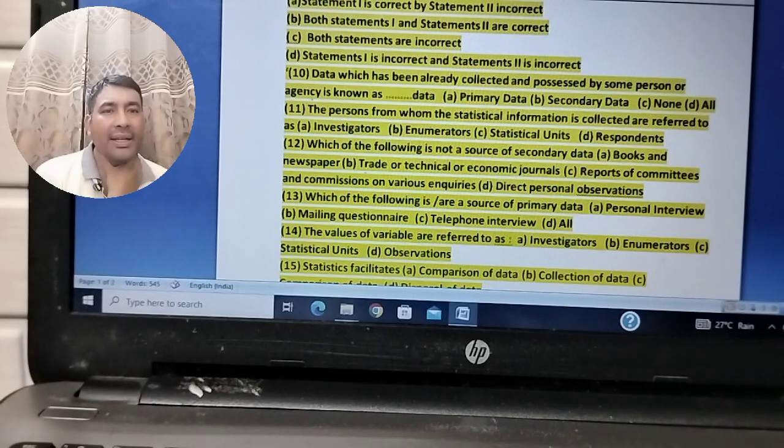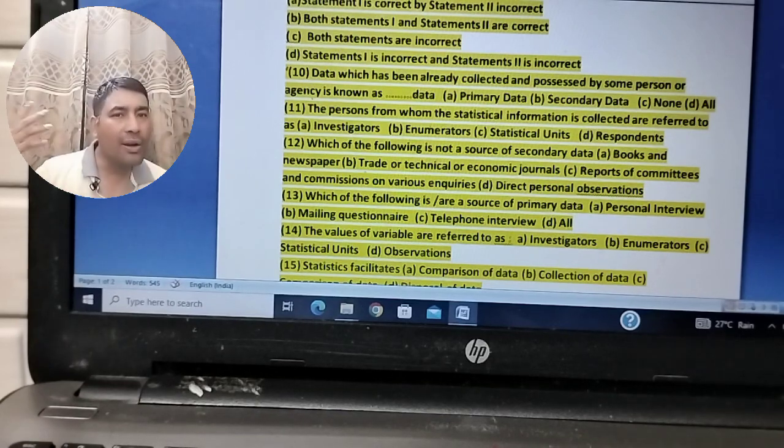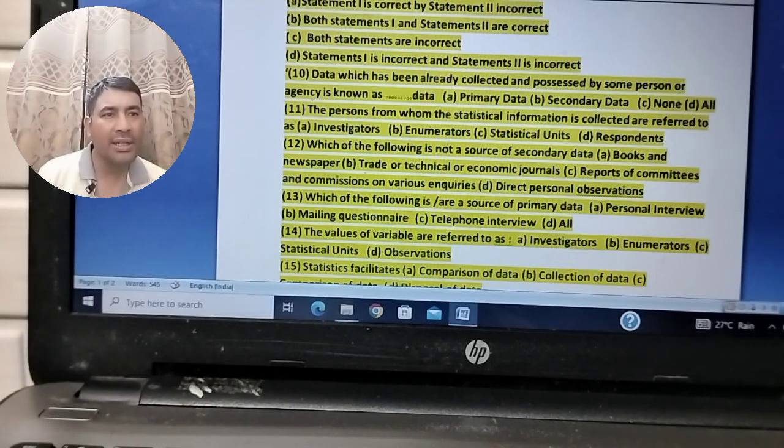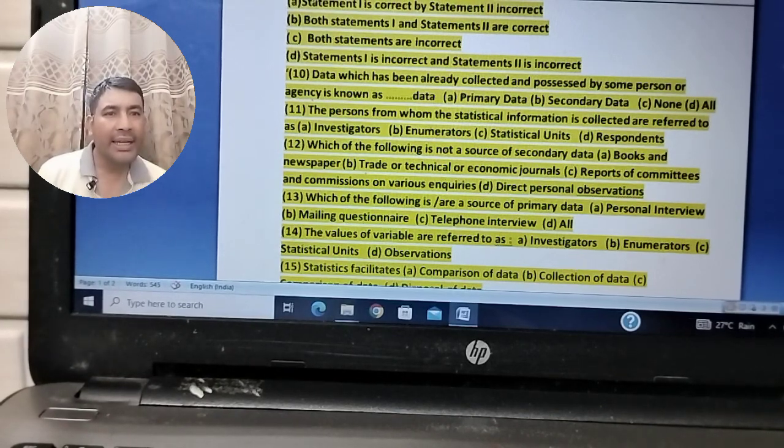Question number 11. The person from whom the statistical information is collected. While going for investigation, definitely the investigator has to collect data from some individuals or from some source, okay, for the first time. The persons from whom the statistical information is collected are referred to as investigators, enumerators, statistical unit, and respondents.